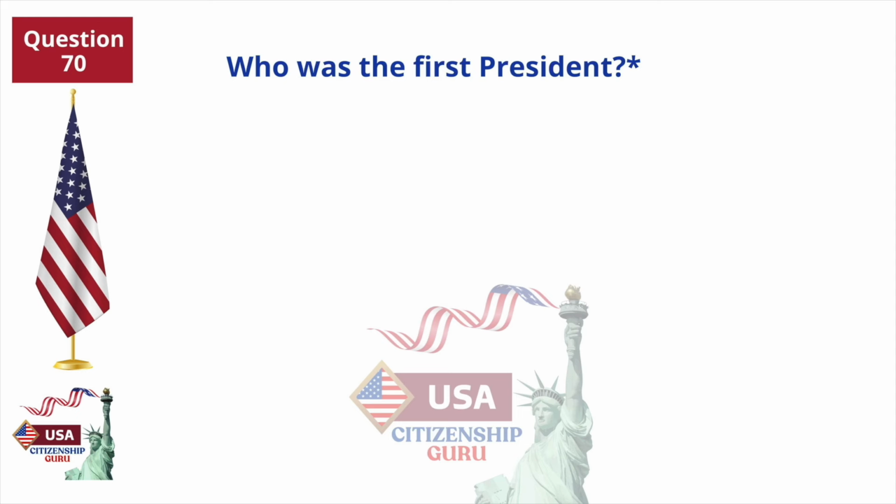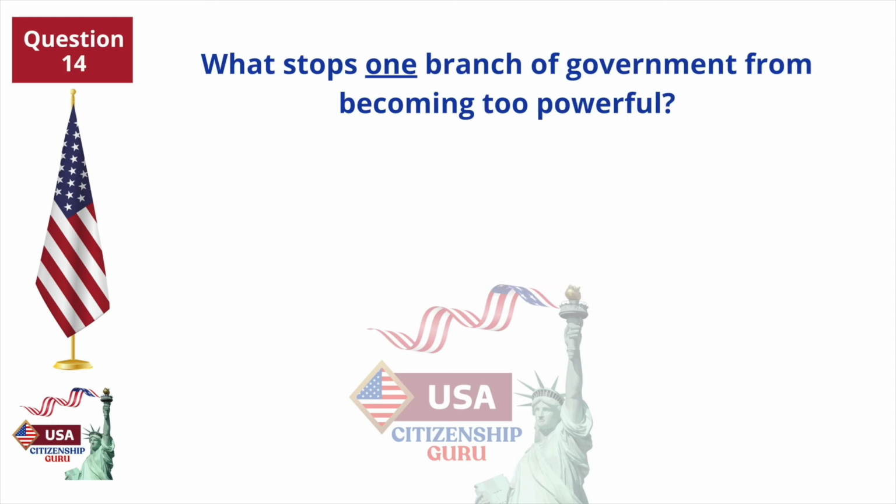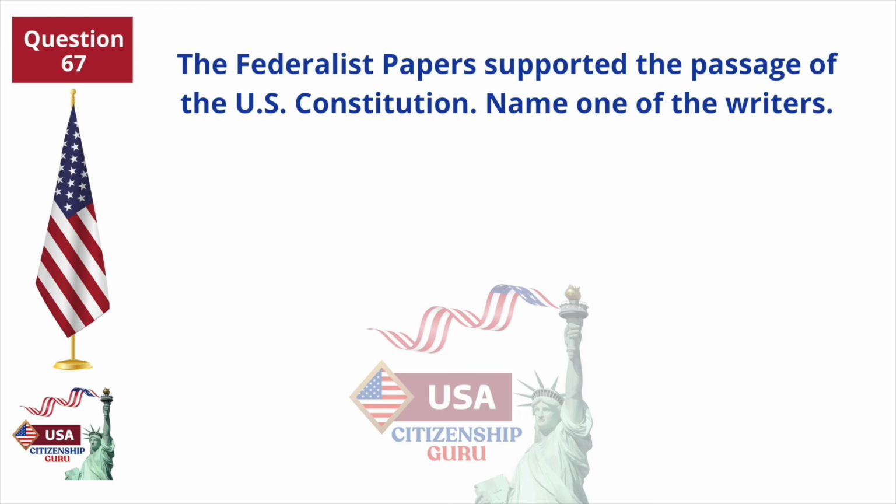Who was the first president? George Washington. What stops one branch of government from becoming too powerful? Checks and balances. The Federalist Papers supported the passage of the U.S. Constitution. Name one of the writers. James Madison.